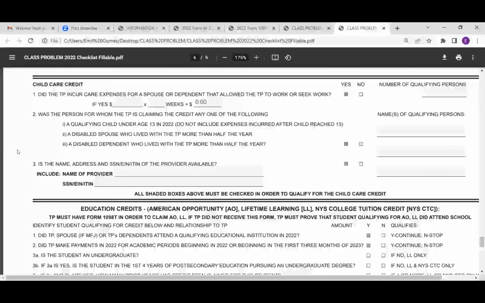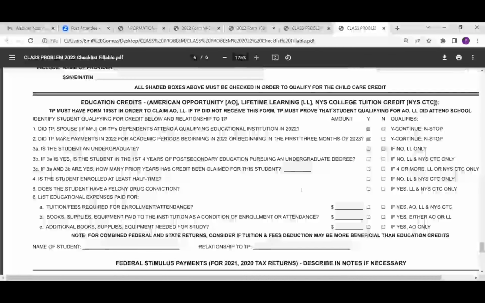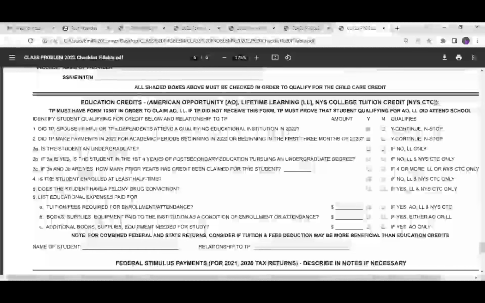So in other words, question 1, did the taxpayer incur expenses? Let's just say the neighbor's doing a favor for April for purposes of our example, and that person wasn't paid, right? So this would not happen based on what I've just said. No education credits because this person's not in a secondary school yet.